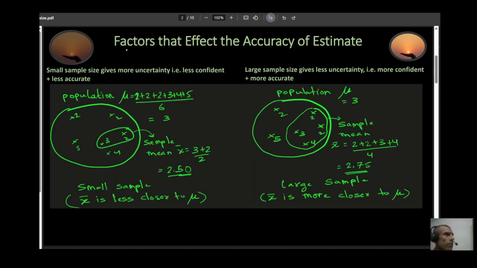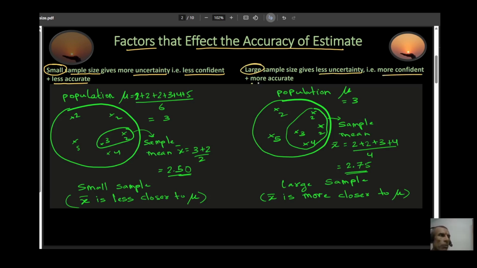Now, let's look at some of the factors that affect the accuracy of an estimate. Sample size is one of them. If you have a small sample, this will give you more uncertainty. You would be less confident, and your result would be less accurate. If you have a large sample, then this will give you less uncertainty. You will be more confident, and your results will be more accurate.